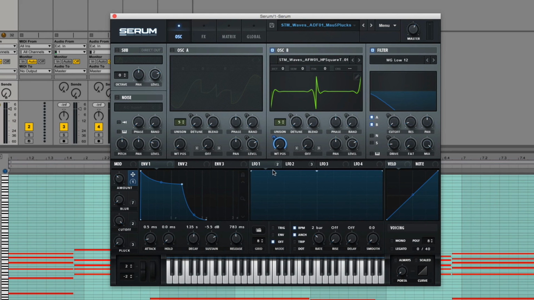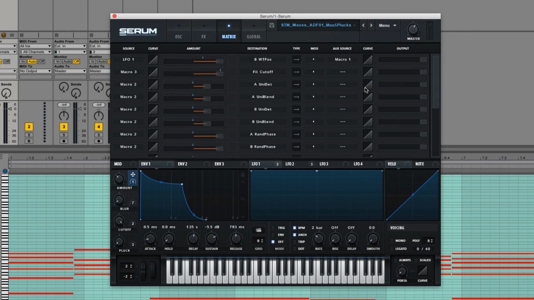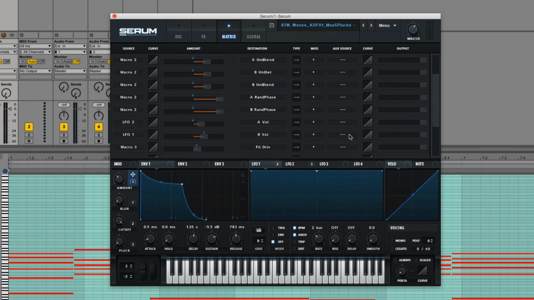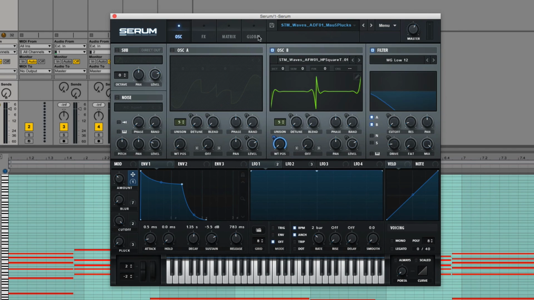The way I'm modulating the wavetable position is I'm putting an LFO on it, and then I'm also putting an LFO on the volume level, but I'm setting it to maximum level. And then I have macro 1 as an auxiliary source on wavetable position. I should probably have it on volume too, but it's too late. And that makes it so that the macro controls the amount of this LFO affecting wavetable position.